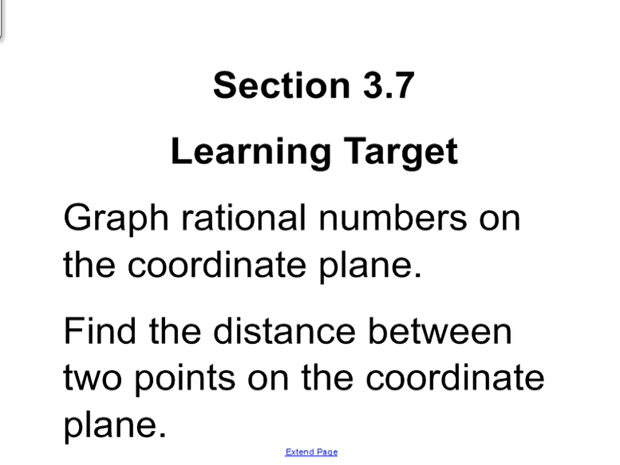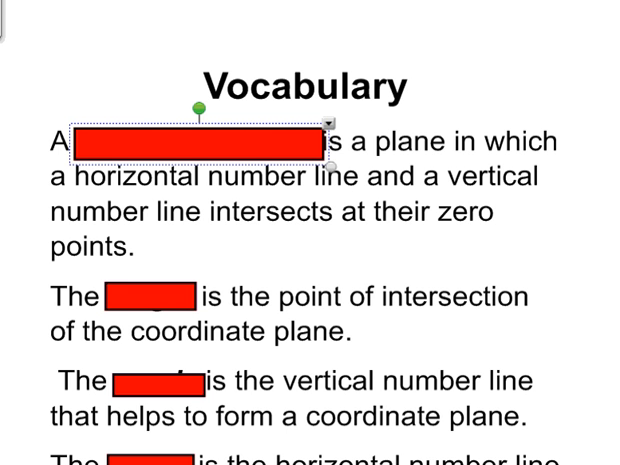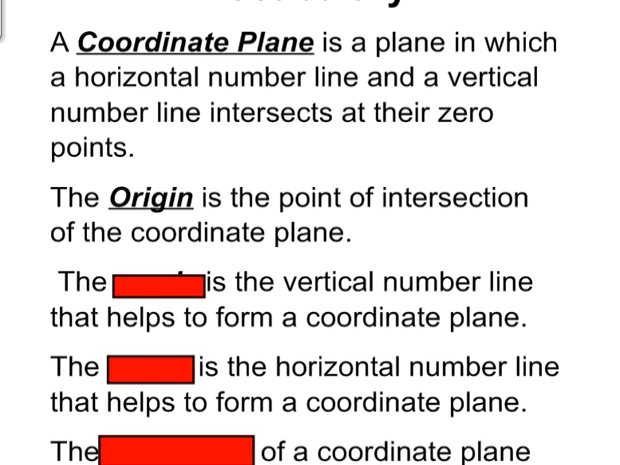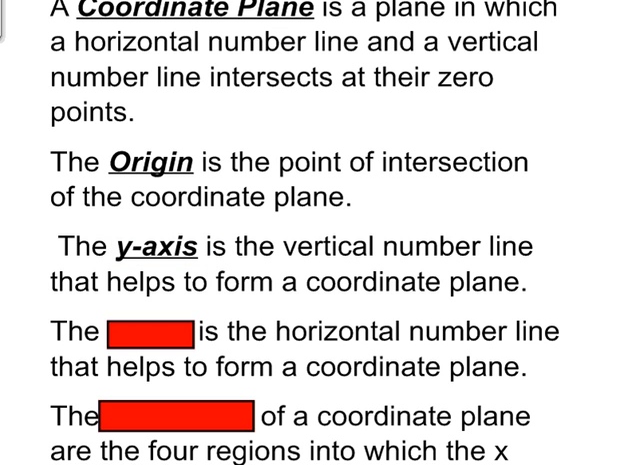Well, we need to jump right in and get some definitions here. The first one is that term we've used a couple times, the coordinate plane. A coordinate plane is a plane in which the horizontal number line and a vertical number line intersect at their 0 points. That point where they intersect is called the origin. The origin would be a value of 0, 0. 0 on the x-axis and 0 on the y-axis. The y-axis is the one that's vertical, goes up and down. The x-axis is the horizontal. That means it goes left and right.